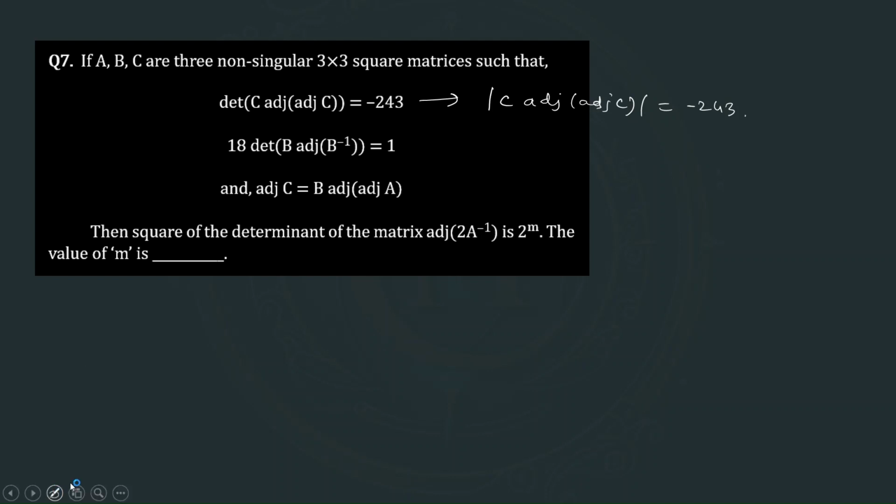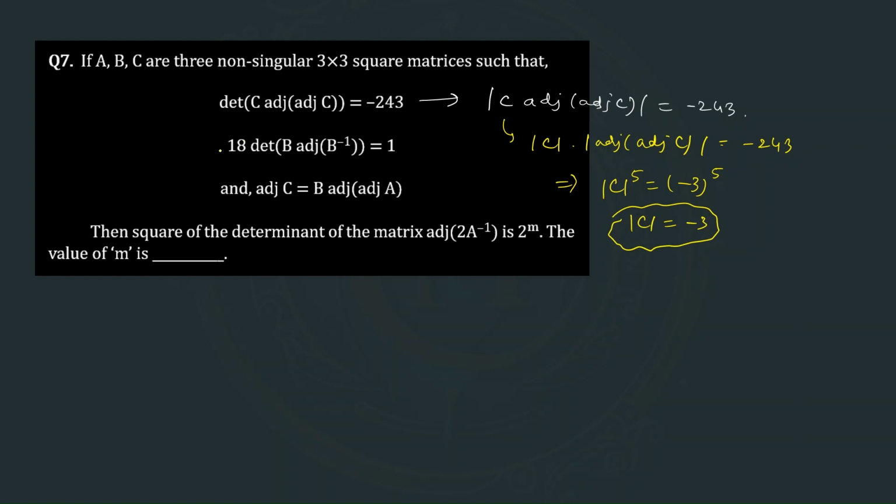Now we can use the property of determinants to split this. So it will be determinant of C times determinant of adjoint C is equal to minus 243. Now determinant of adjoint C we can write as determinant C whole to the power 4. So this will be determinant C whole to the power 5 is equal to minus 243, we can write as minus 3 whole to the power 5. So determinant C comes out to be minus 3.